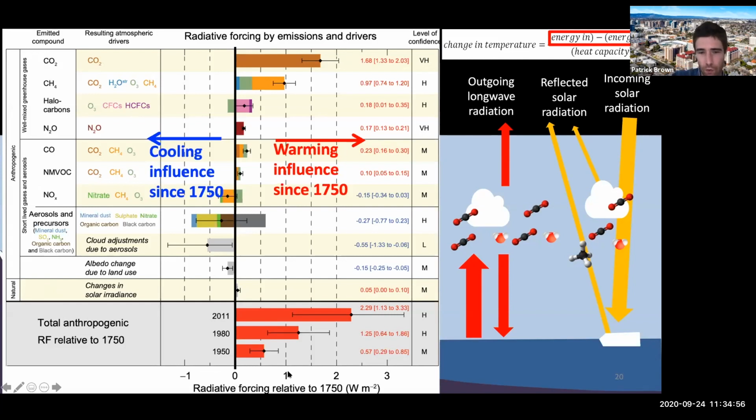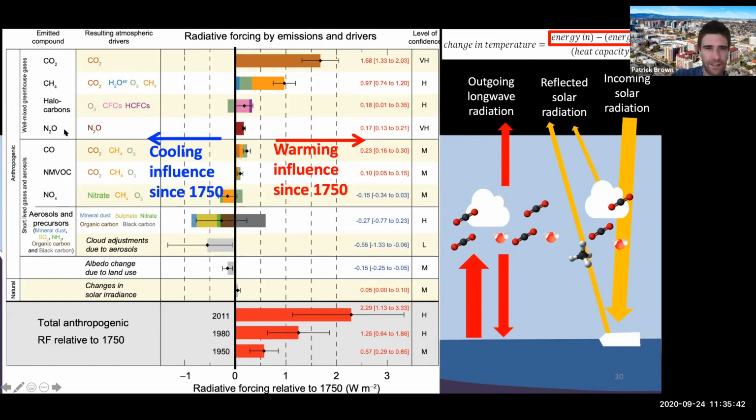So positive would be a warming influence. These positive numbers since 1750. And then a negative on the left side of the diagram would be a cooling influence. So I have cooling influence and warming influence in 1750. And we see here that if you look at each individual component, so we go CO2, methane, here's some other greenhouse gases, halocarbons, nitrous oxide. Here's some gases that end up causing changes in greenhouse gases. Here's something we refer to as aerosols, which are just particles in the atmosphere.